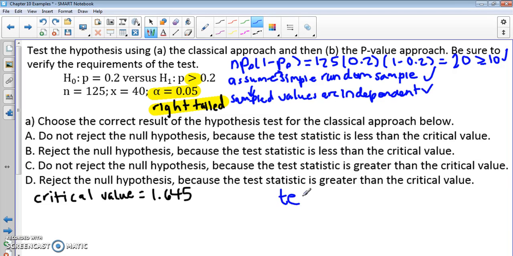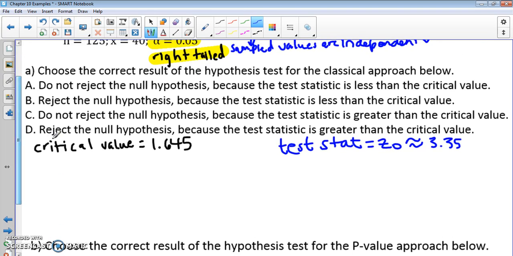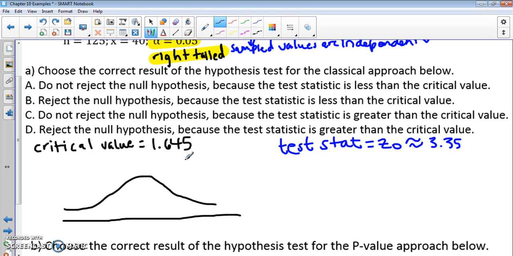So our test statistic is approximately 3.35. So we're going to compare these. So we're going to draw this out. I think it's the easiest way to do this. So if I have this here, we have our normal distribution. We know that we can use normal because we verified those three conditions. Then our critical value is just a rough estimate, 1.645, and since it's right-tailed, we want the region over here.